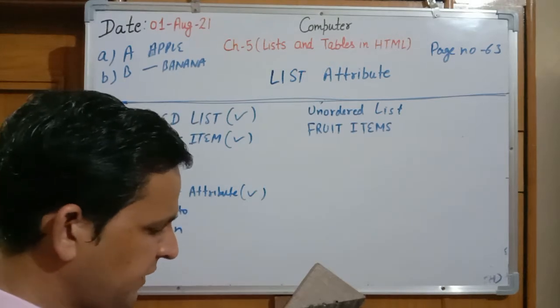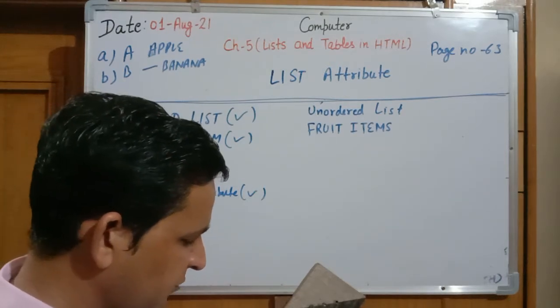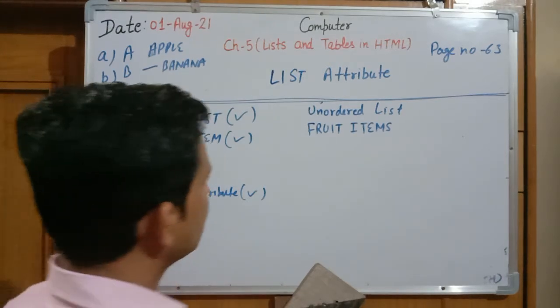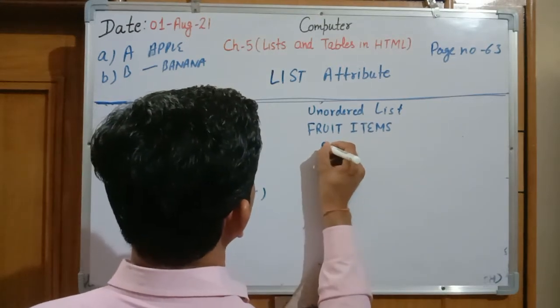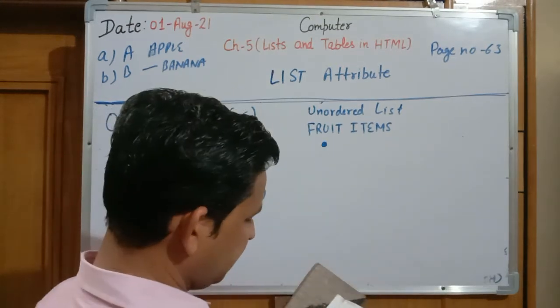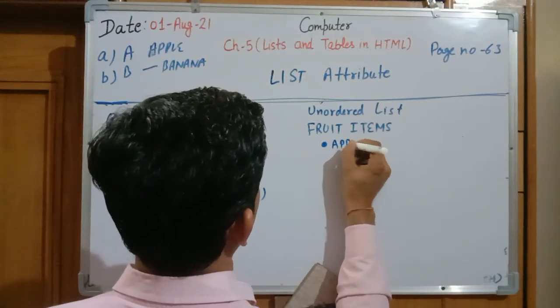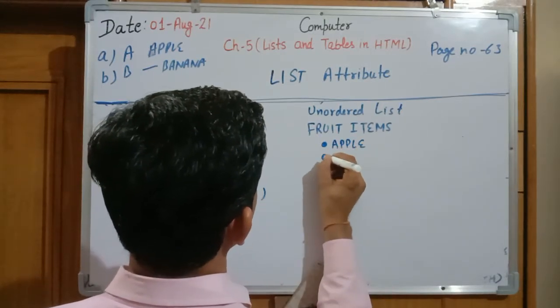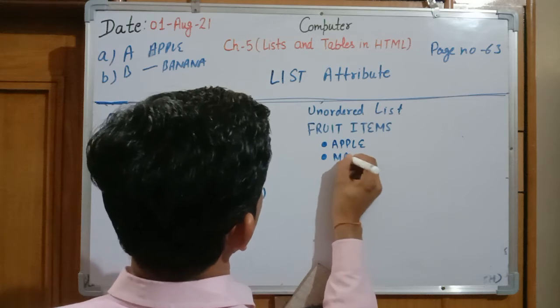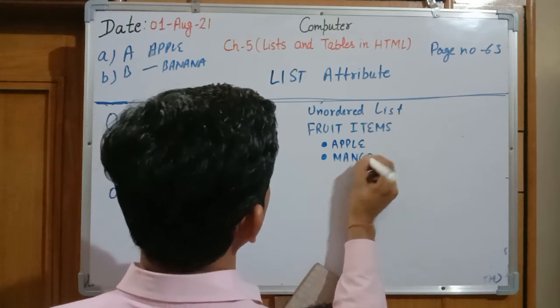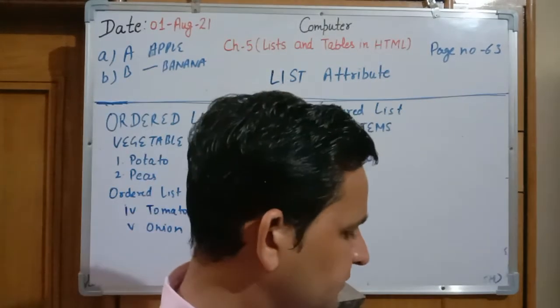And see, in the unordered list they have not taken any type of list. So by default it will take the disc type. And the first item that is given is apple, and the second will be mango. It means if the type is not given, it will automatically take the disc type.